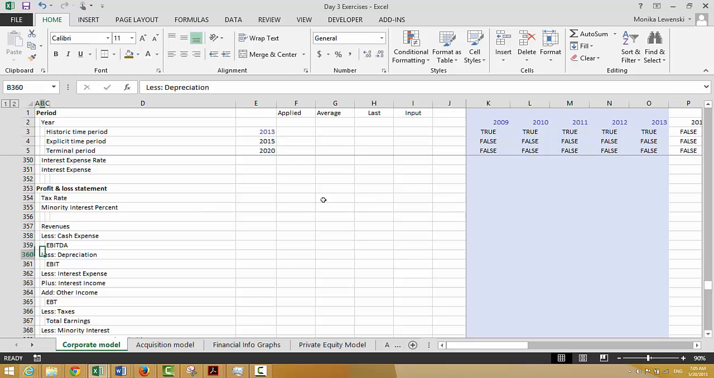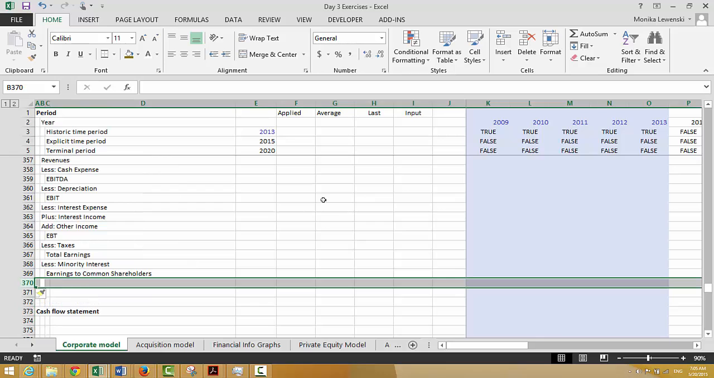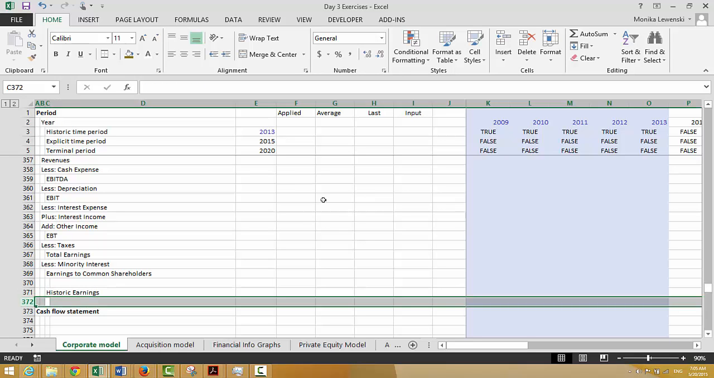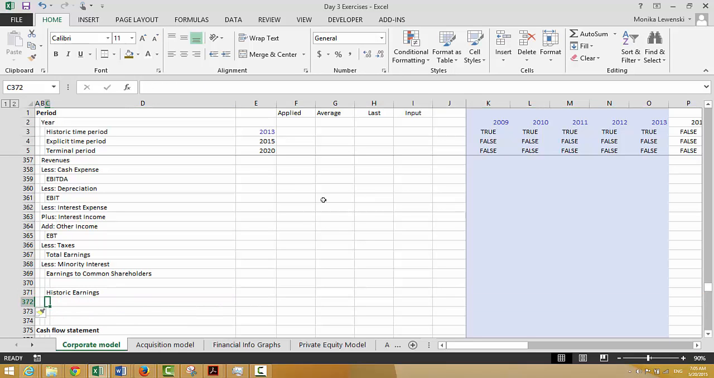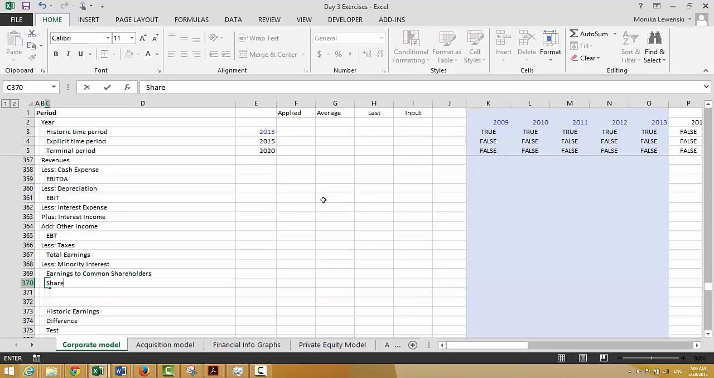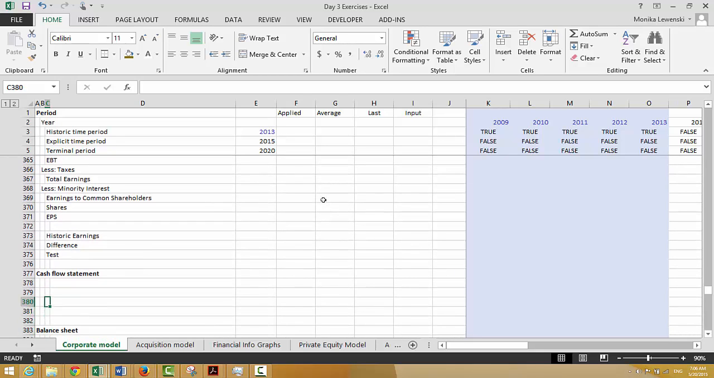And now, when we get this all finished, here's what we hope. We hope we can get our historic earnings, and then we can put the difference and put a test. And the final thing is, we should really put the shares, and then we can put the earnings per share, because that's really the thing we're after. That's what we want to do.